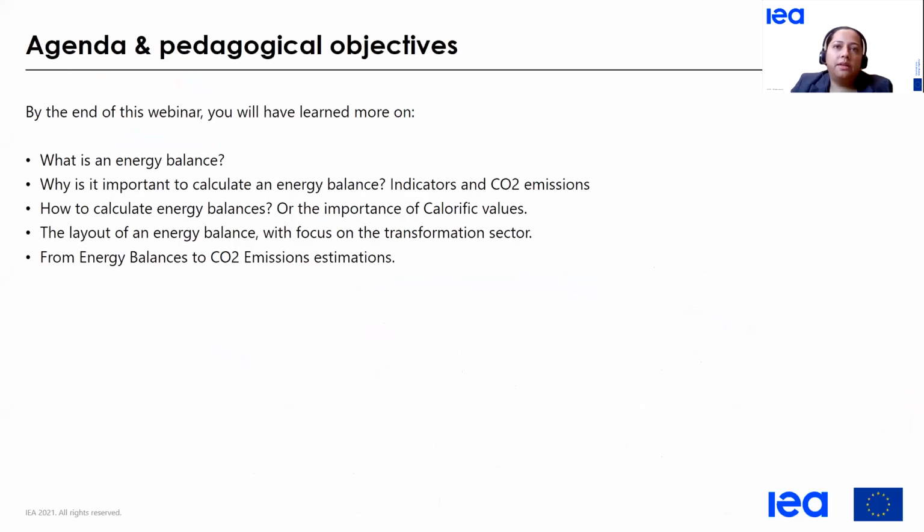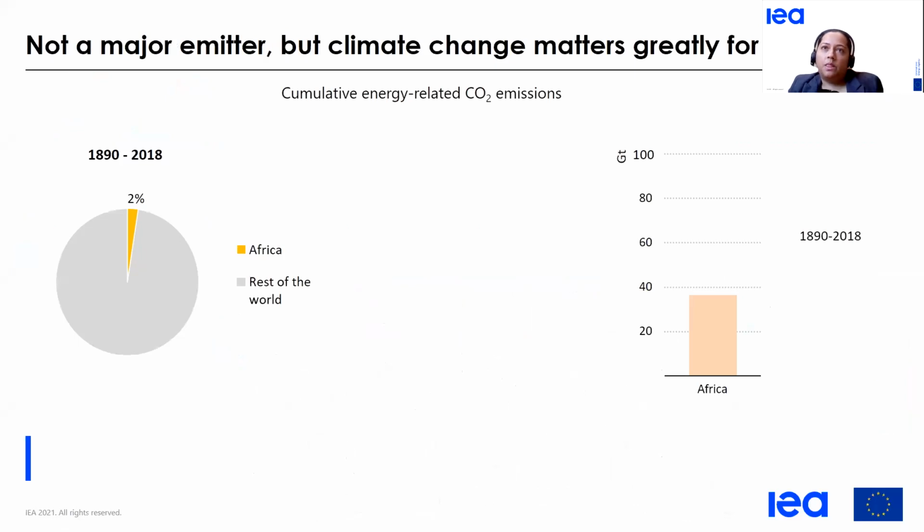So now we will move and look at how we move from energy balances to CO2 emissions estimations. Africa has been a minor contributor to global greenhouse gas emissions during the age of industrialization. As you can see here, energy-related CO2 emissions in Africa accounted for only 2% of global cumulative CO2 emissions from 1990 to 2018.